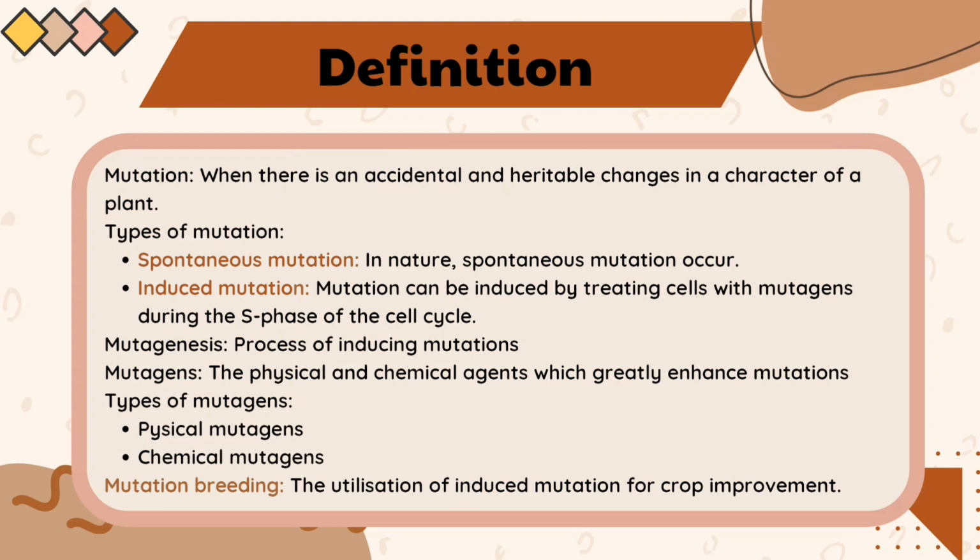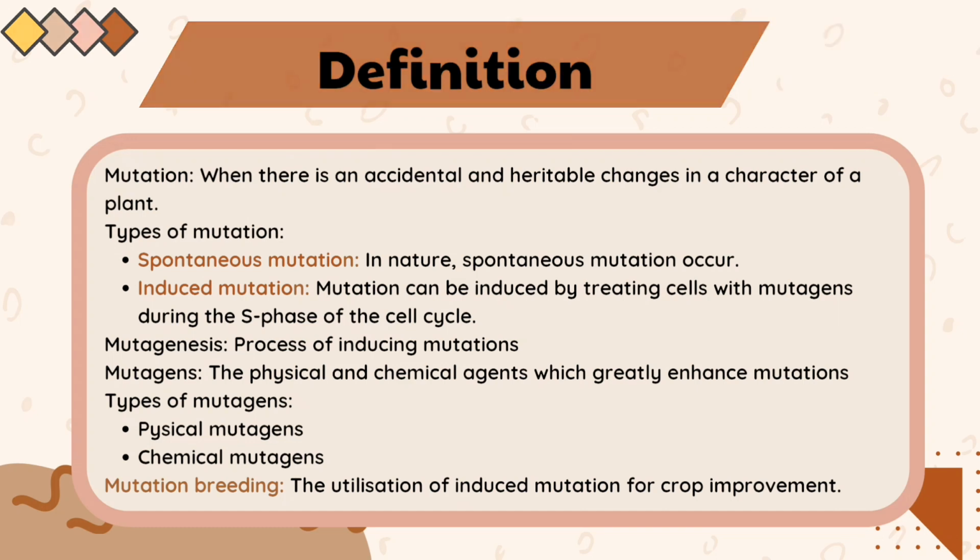Mutagens are the physical and chemical agents which greatly enhance mutations. So there are two types of mutagens. The first one is physical mutagens and the second one is chemical mutagens. So lastly, we need to know the meaning of mutation breeding. Mutation breeding is the utilization of induced mutation for crop improvement.